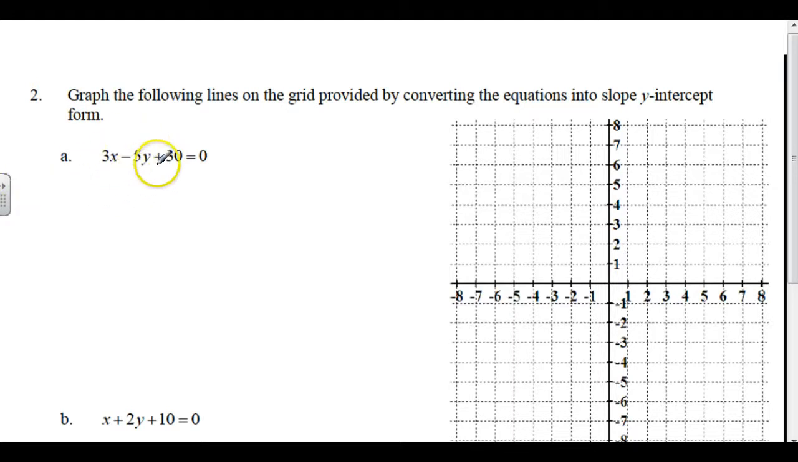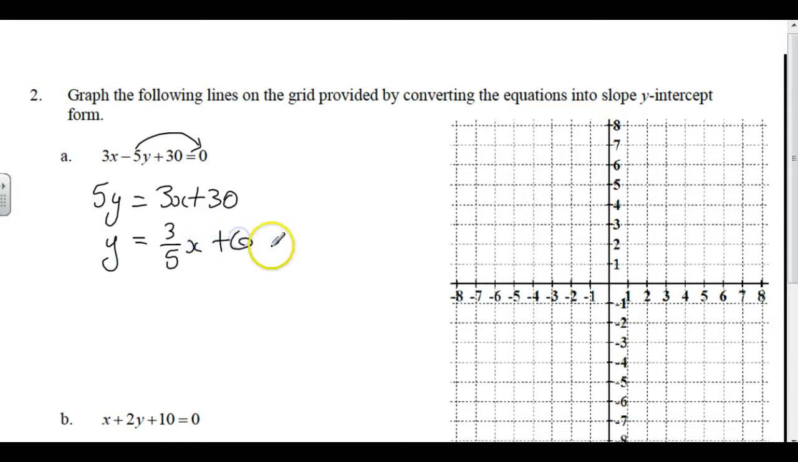So in this case, I want to move the 5y over. So 5y is now here. And when I do that, I'm also going to interchange sides. So 5y is equal to 3x plus 30. And let's divide through by 5 now. So y is equal to 3/5 x plus 6.